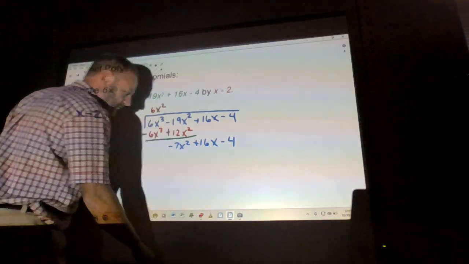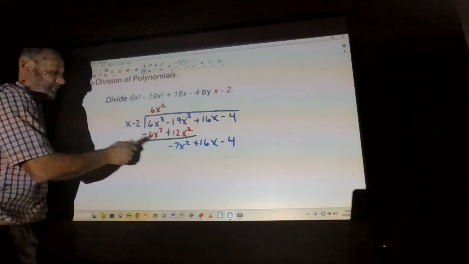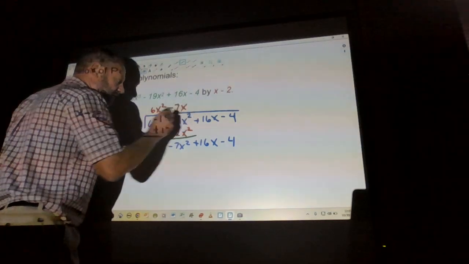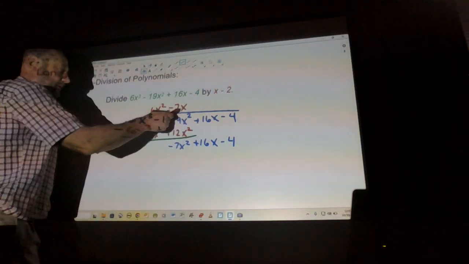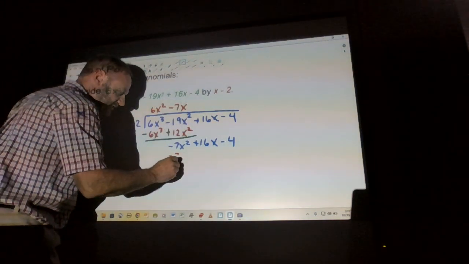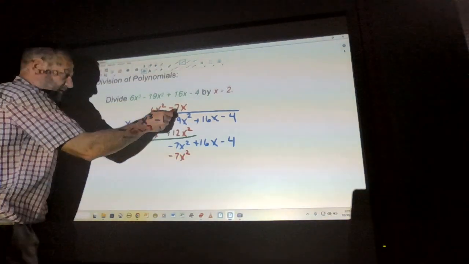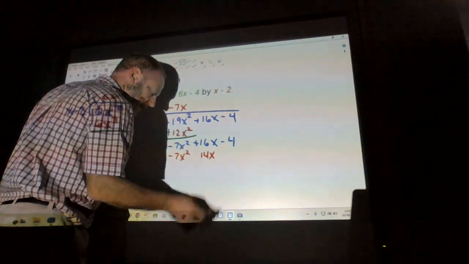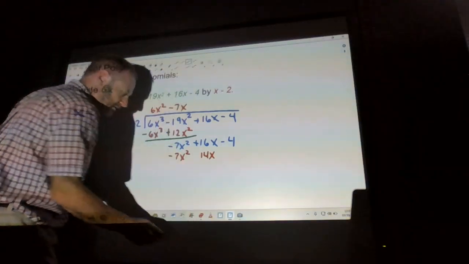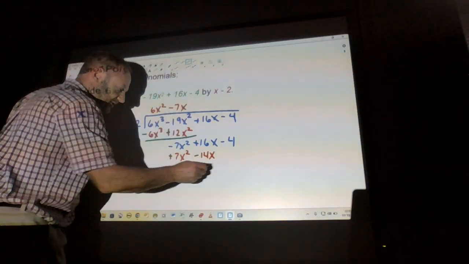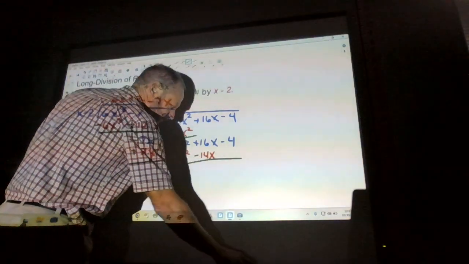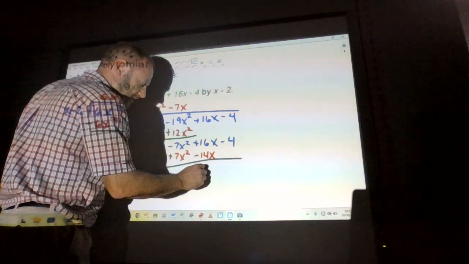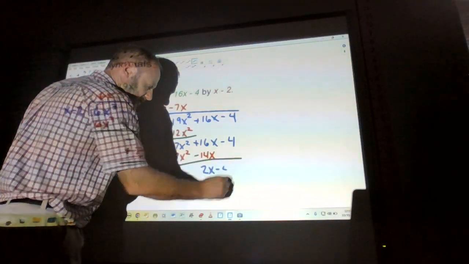Now I'm going to ask myself, what am I going to multiply x by to get negative 7x squared? That's going to be minus 7x. Negative 7x times x is negative 7x squared. Negative 7x times negative 2 is 14x. And then you have to remember, I'm subtracting this, so I'm going to change the signs. So this goes away, as it should. This becomes 2x minus 4.